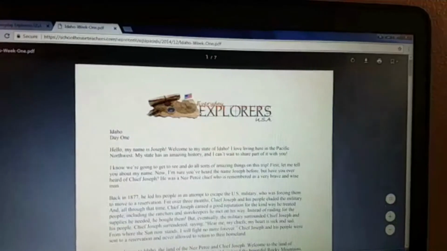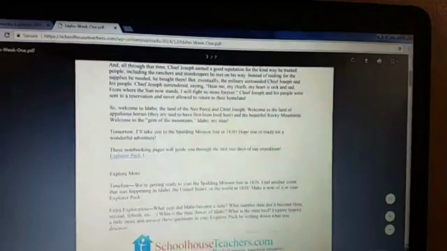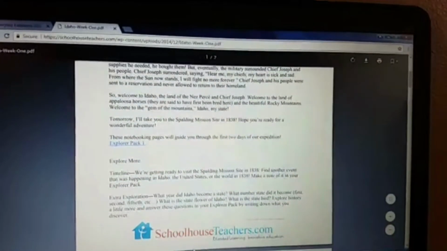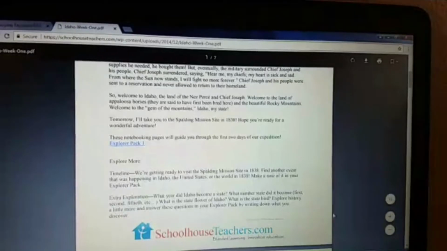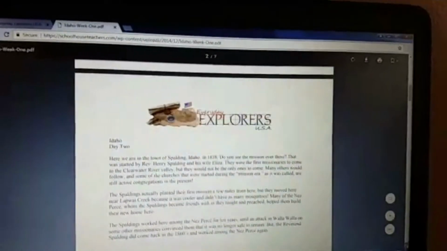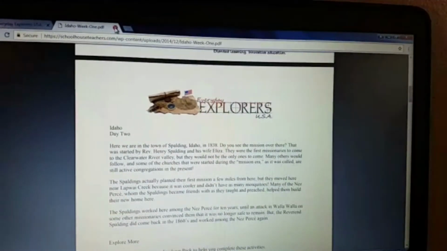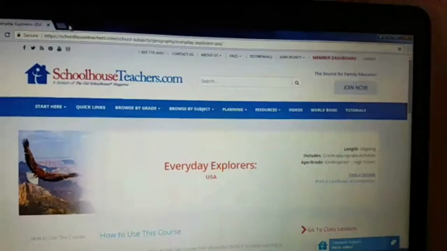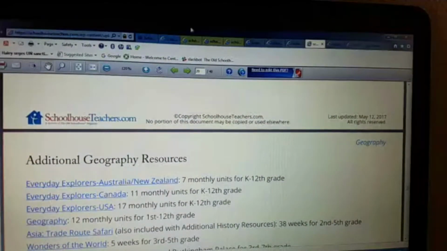See, Everyday Explorers, Idaho, day 1. And it kind of gives you a little story here, and it has notebook pages to go with it. And you can do a timeline, you can do some extra exploration, but that would be something also that you could do with multiple age levels. You kind of pretend like you're in Idaho is what it's telling you. That would be fun.